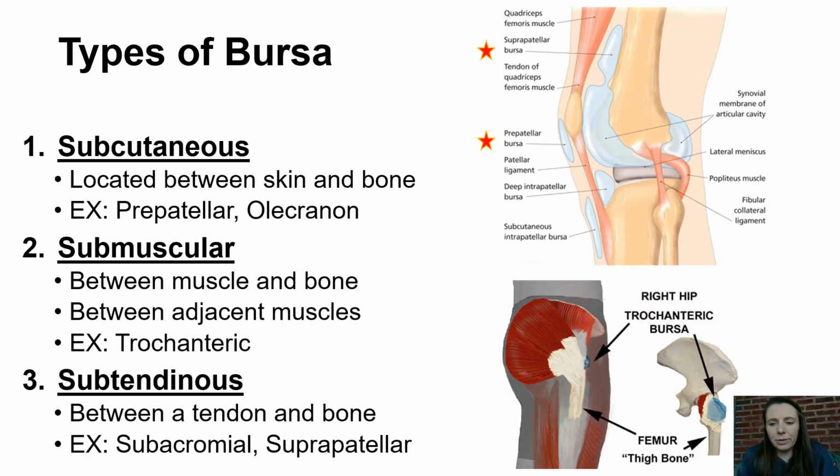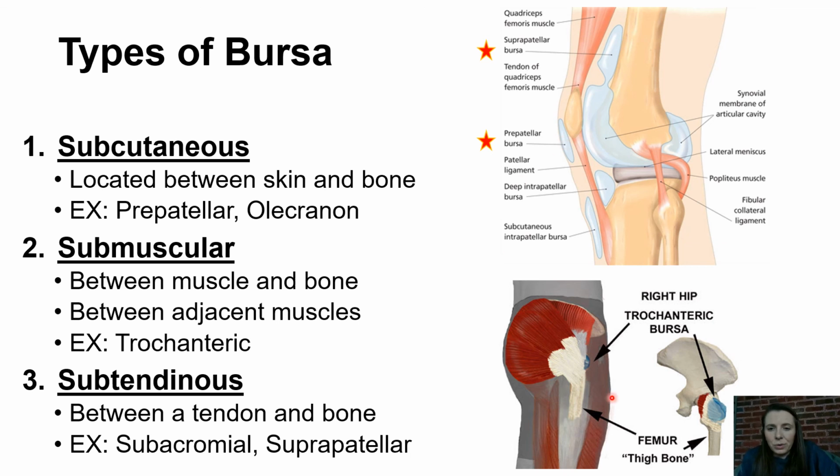So on the last slide, I told you guys about bursa and what they are, but there's actually a few different types of bursa. For example, the first type is called a subcutaneous bursa, and subcutaneous bursa are located between skin and bone. An example of this would be the prepatellar bursa that's located just outside of the kneecap, in between the skin and the patella, or the kneecap bone. So we're going to have a little bursa there.